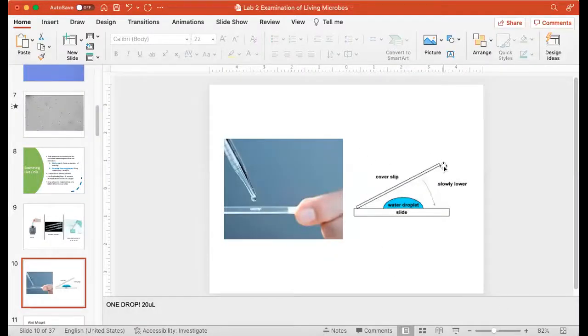Now, here's the cover slip that's going to go down over my water droplet. Here's the slide. We're looking at the slide from the side. So here's the water droplet. And what I'm going to do is put one edge of the cover slip down, and then I'm slowly going to lower the cover slip down to the slide so that I can examine my water droplet. Very straightforward.